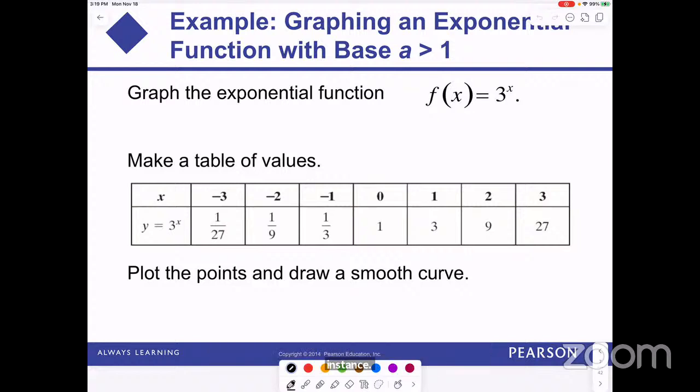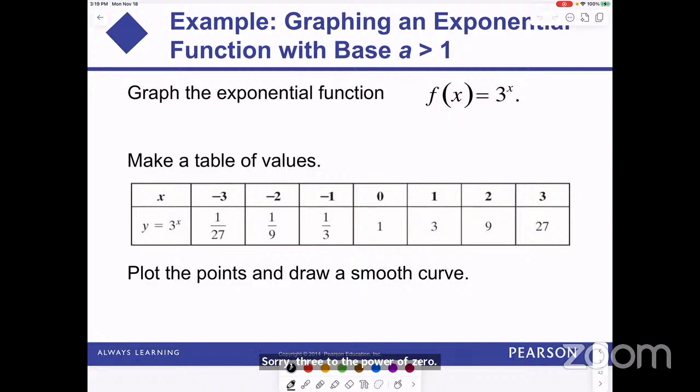So if we start with 3, right? When x is 3, 3 to the power of 3 is 3 times 3 times 3, which is 27. 3 squared is 9. And then 3 to the power of 1 is 3. Sorry, 3 to the power of 0 is 1.